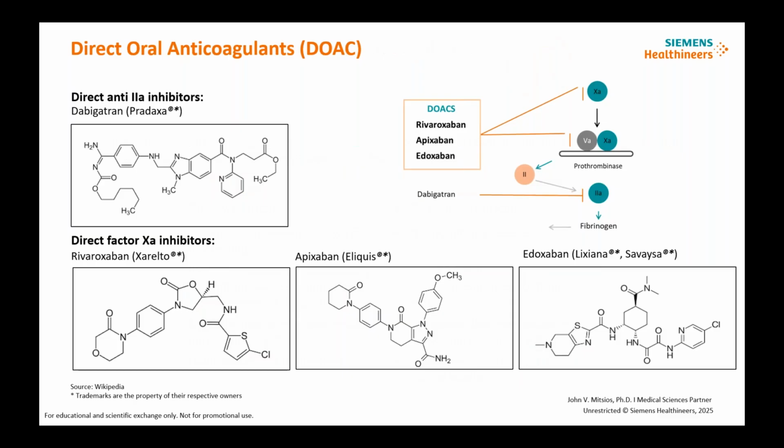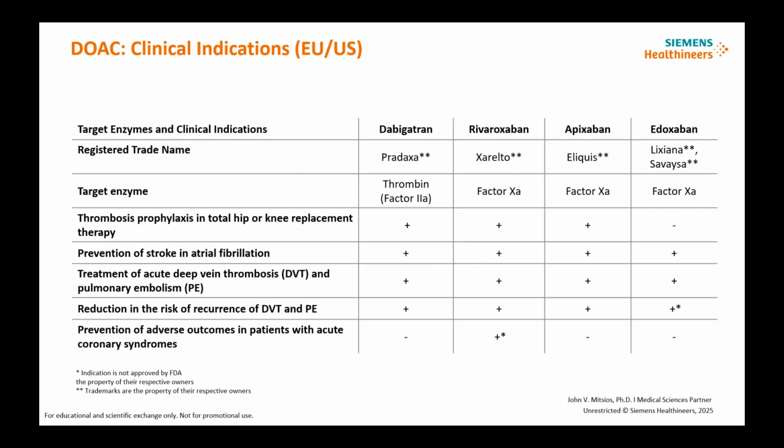Here, we just see the structural representation of the DOACs. We have our direct anti-2A inhibitor, dabigatran, and of course, we have our factor 10A inhibitors, rivaroxaban, apixaban, and edoxaban. Looking at the clinical indications for the four anticoagulants on the screen, you can see what the target enzyme is. Dabigatran is the direct thrombin inhibitor, while the other ones are direct anti-10A inhibitors. We also have the registered trade names in the US as well as in the European Union, as well as some of the clinical indications for which these medications are approved.